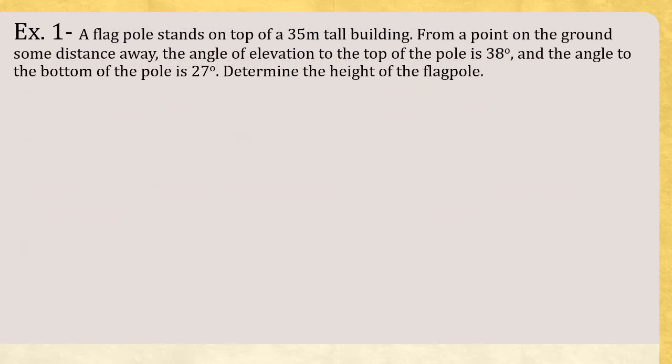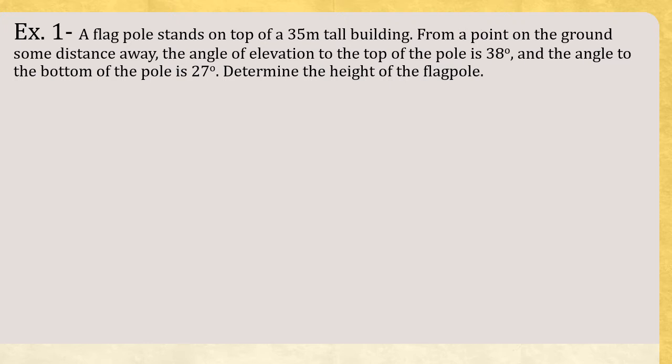There's only going to be 2 examples, so we're going to keep it relatively short and simple. Our first example: a flagpole stands on top of a 35-meter tall building. From a point on the ground some distance away, the angle of elevation to the top of the pole is 38 degrees, and the angle to the bottom of the pole is 27 degrees. Determine the height of the flagpole. So there's a lot of information going on there. Let's make a sketch.